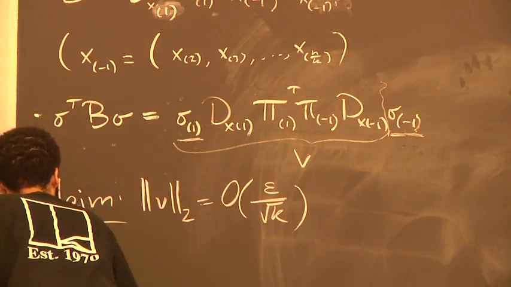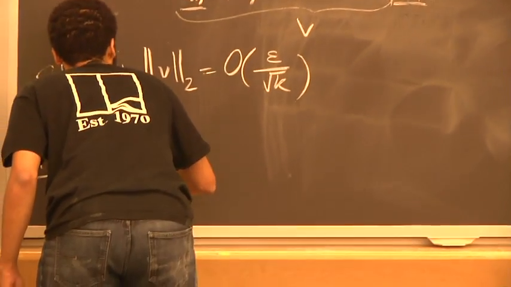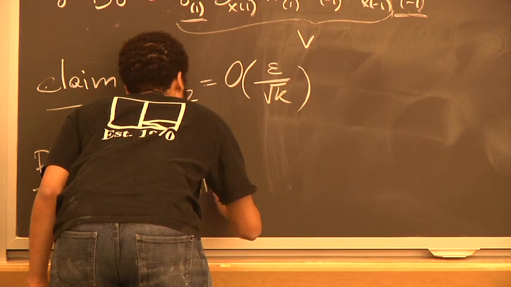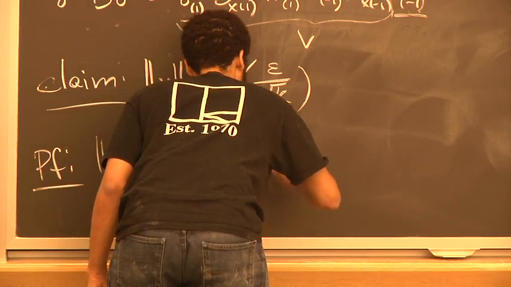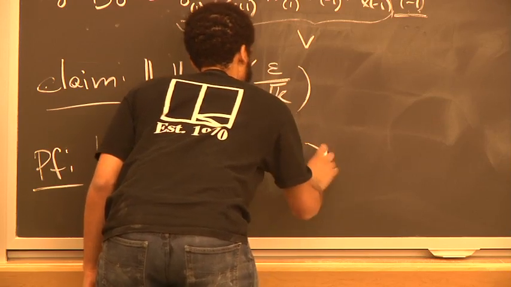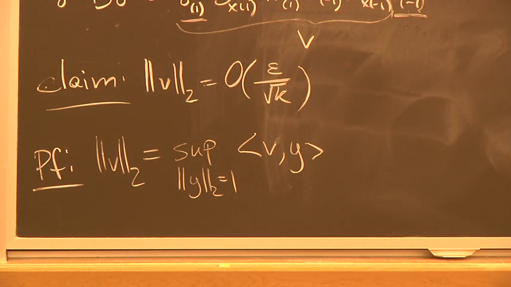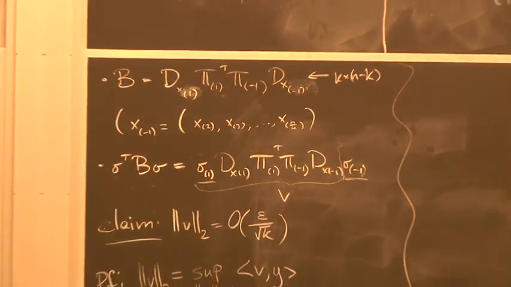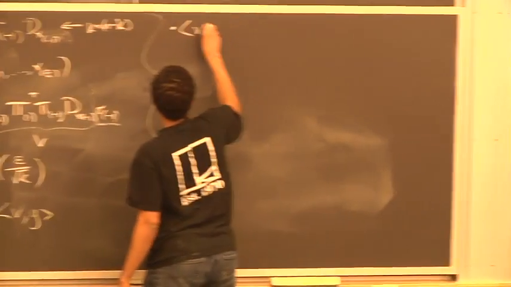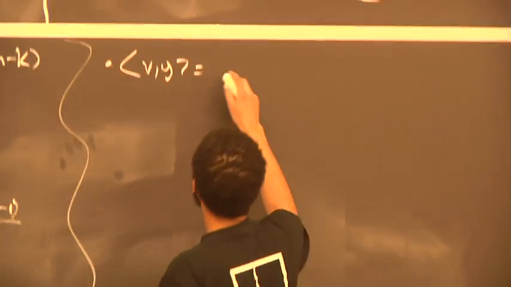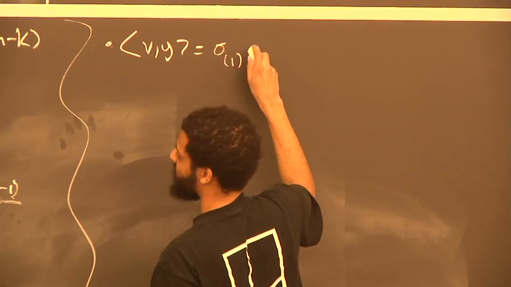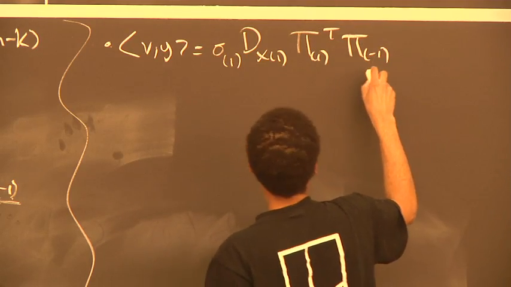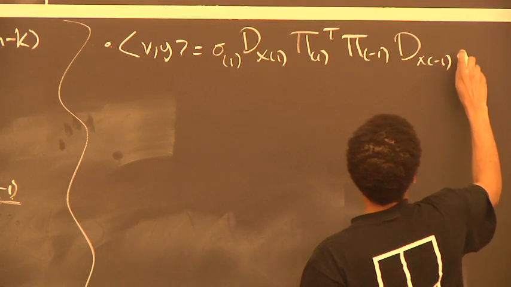So the key part, I mean, notice that the L2 norm of any vector is just equal to the sup over y having L2 norm 1 of v dot y. Right? So let's look at this thing. v dot y is equal to sigma minus sigma 1 dx1 pi 1 transpose pi minus 1 dx minus 1 y minus 1.